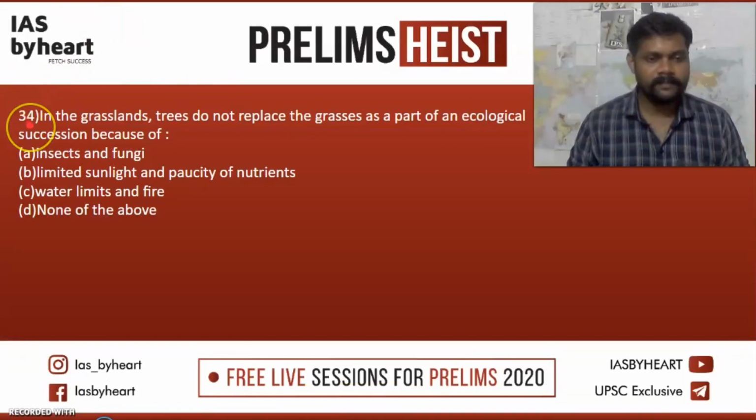Our next question: in the grasslands, trees do not replace the grasses as a part of an ecological succession because of option A, insects and fungi, option B, limited sunlight and paucity of nutrients, option C, water limits and fire, option D, none of the above. This is a direct question. Our option would be the third one, C. Trees do not replace the grasses because of the water limits and the fire. So that's the right thing.